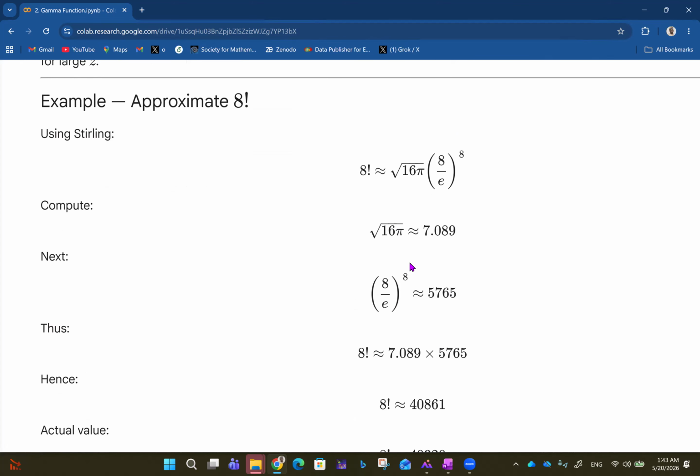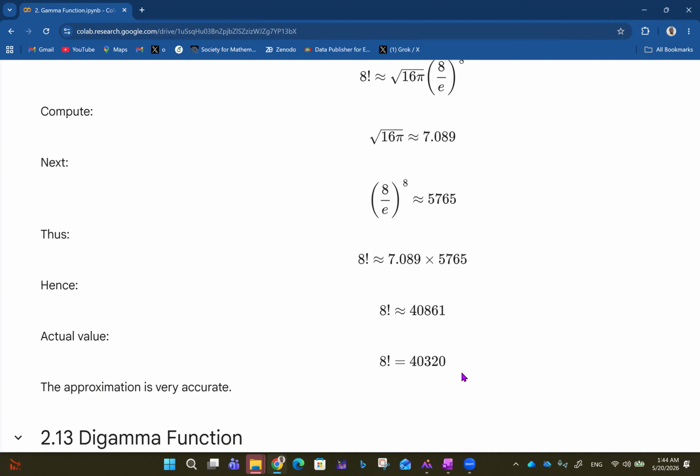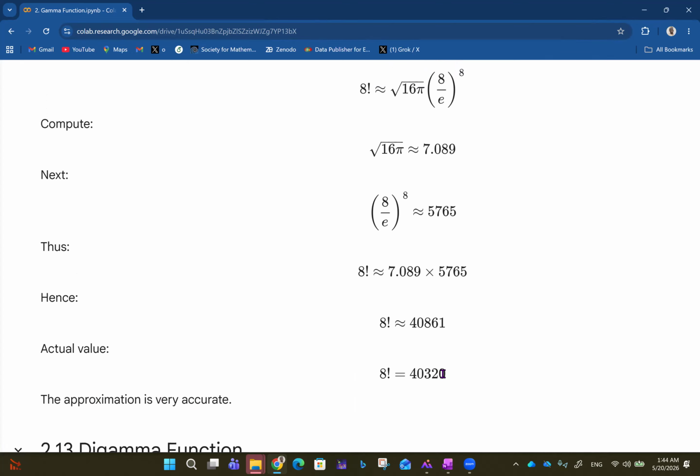And then 8 over e raised to power 8 is approximately 5765. So 8 factorial is then like 7.089 times 5765. And 8 factorial then gives you 40861. Now the actual value of 8 factorial is 40320. So the approximation is as close as possible here. But when the number gets bigger, it gets more accurate for sure.